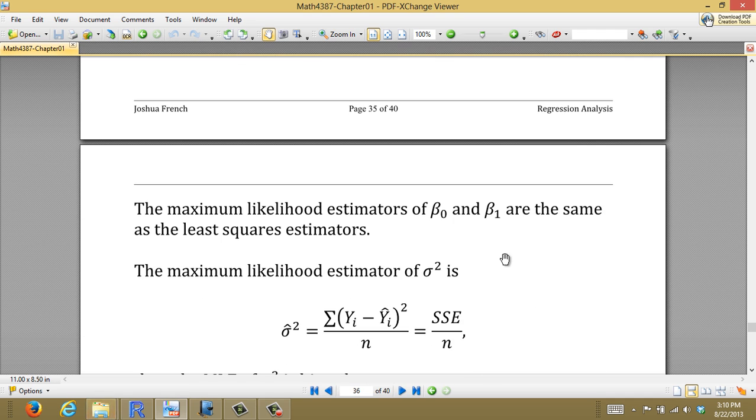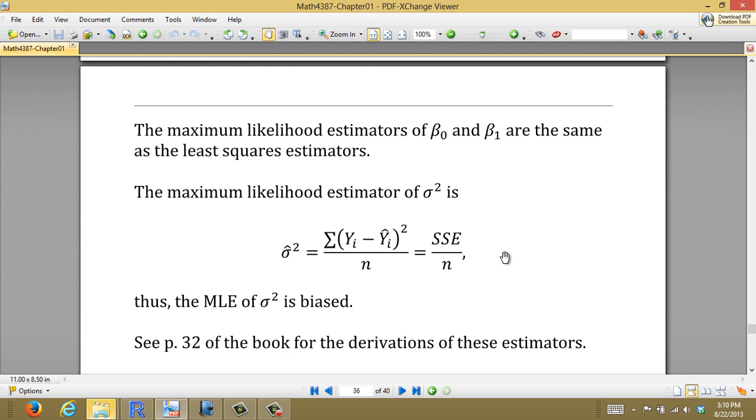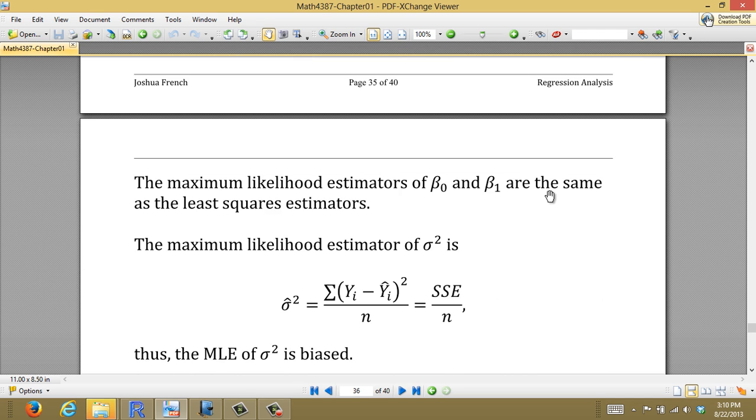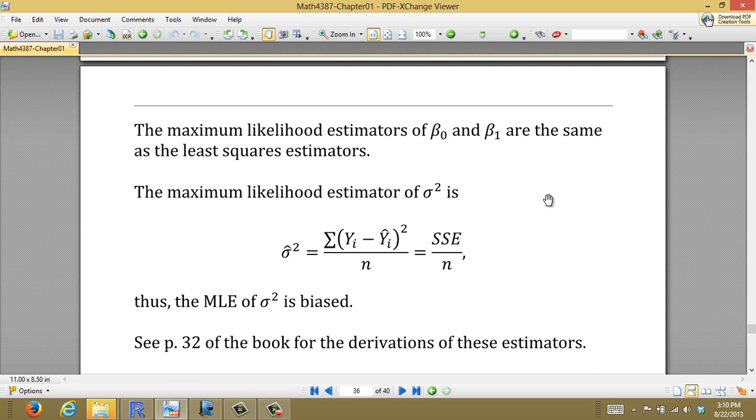Though I'm not going to derive it, if you actually go about finding the maximum likelihood estimators of beta naught and beta 1, which basically means you look at this function, take the partial derivative with respect to beta naught, set it equal to 0 and solve for beta naught, and then also take the partial derivative with respect to beta 1, set it equal to 0, and solve for beta 1, you'll find that you get the exact same estimators as the least squares estimators. So the maximum likelihood estimators of beta naught and beta 1 are the exact same as the least squares estimators.